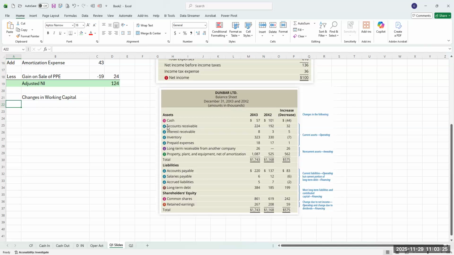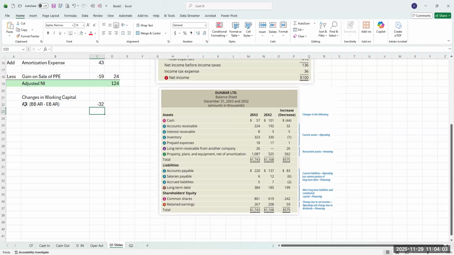But the next item that we can see here is the accounts receivable. Accounts receivable is definitely a current asset. So let's go with the accounts receivable and apply the formula that we already have: beginning balance of the accounts receivable minus the ending balance of the accounts receivable. It's going to give us a change in the working capital, either positive or negative. So let's see, our beginning balance in accounts receivable is 192. Ending balance is minus 224.